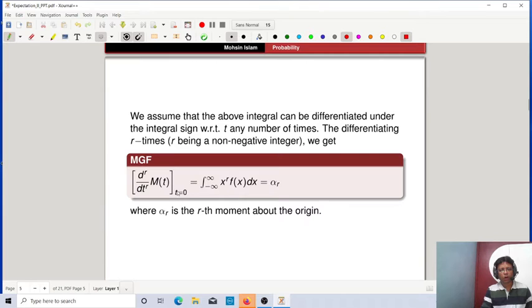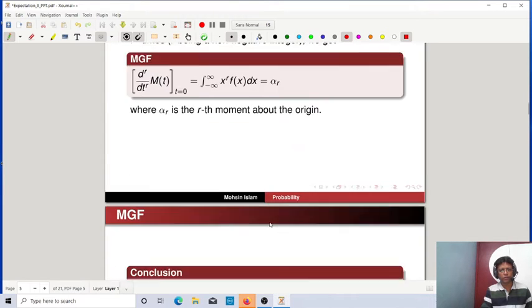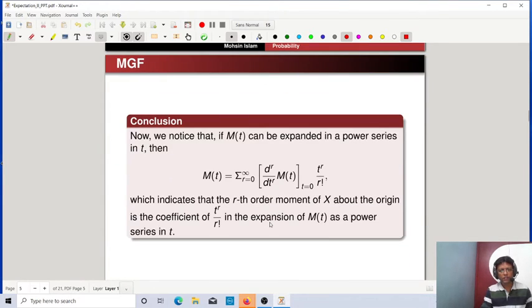Now, also in the continuous case, you can write that the rth derivative of M(t) with respect to t at t equal to 0 is related to alpha r. This is the same notation. So the conclusion is that M(t), the moment generating function, can be expanded in a power series in t.